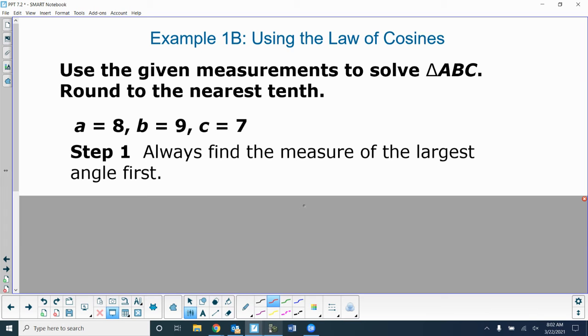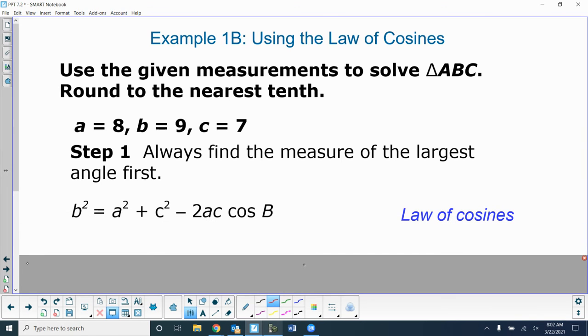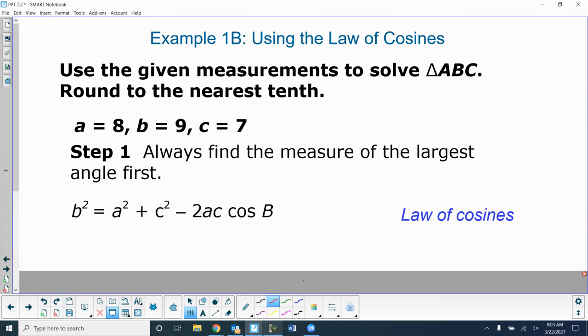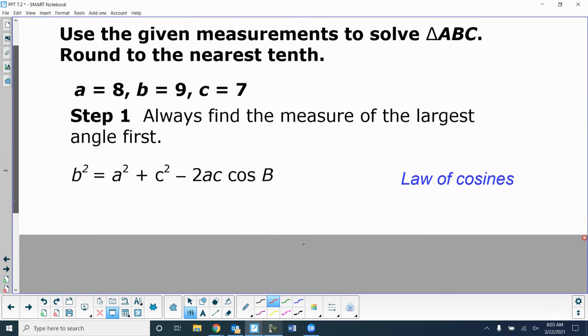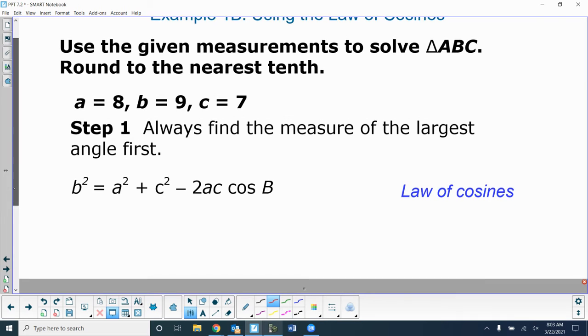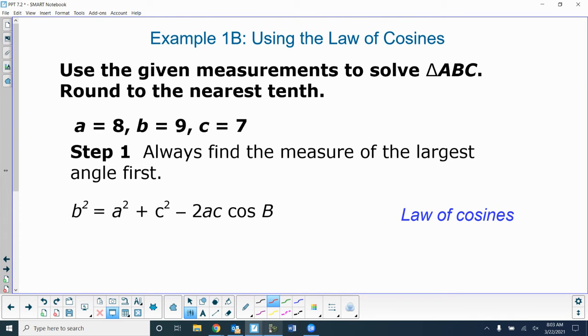All right, so we're going to use the one that starts out B squared. So I'm going to substitute into that one. Again, angle B is what I'm going to be looking for. So here's what we do. B is 9. A is 8. C is 7.